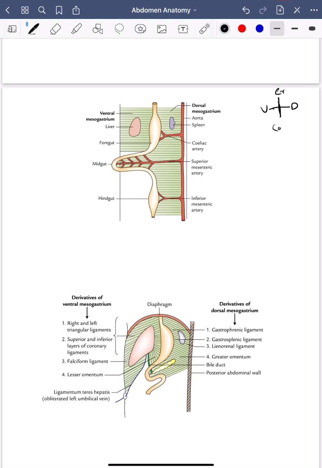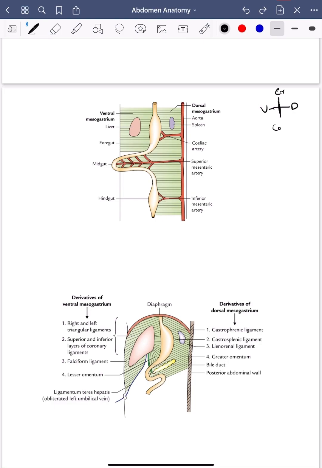The structures in this diagram in green are the mesenteries. Basically, we have a dorsal mesentery and a ventral mesentery. Now the foregut has two mesenteries, a dorsal mesentery and a ventral mesentery. Now the major structure that develops from the foregut is the stomach, and hence we name the mesenteries the ventral mesogastrium and the dorsal mesogastrium.